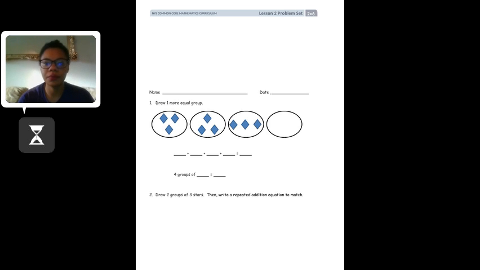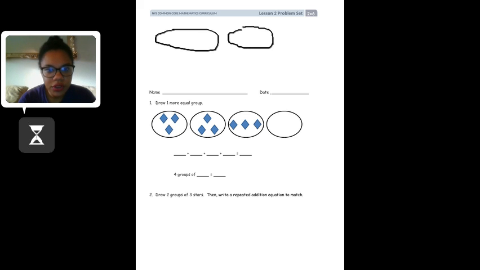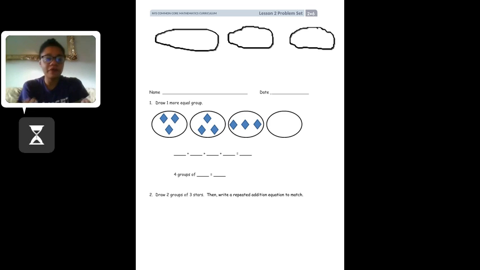And I'm going to draw 3 circles. So I have 1 circle to equal an equal group, another circle to equal an equal group, and then I have 1 more to put my stars in. So that's 3 equal groups. But now I have to make sure that I fill it in. I have to draw 5 stars in each group.